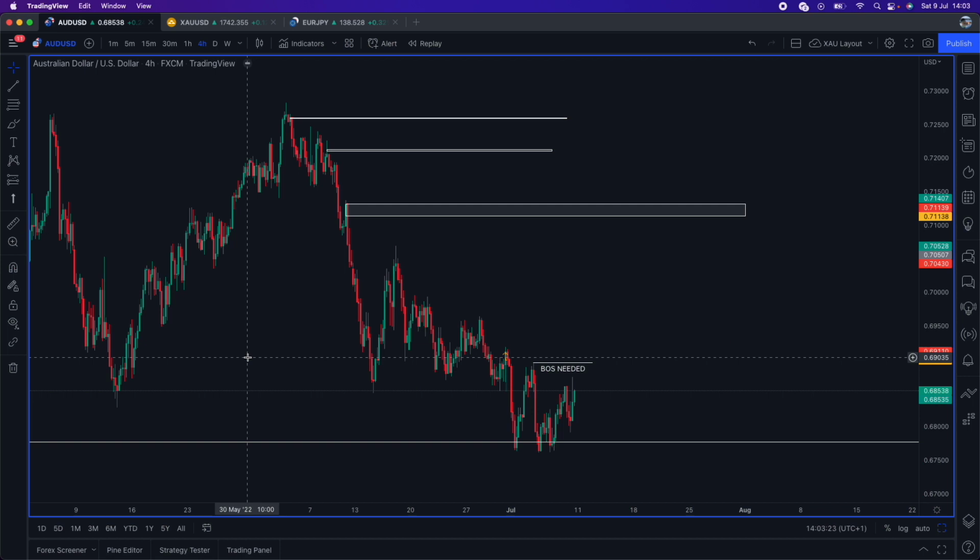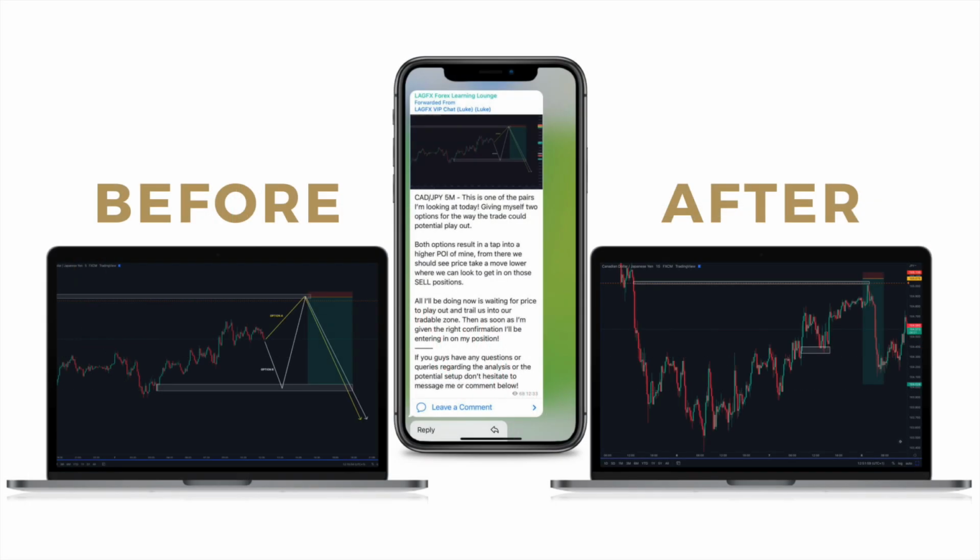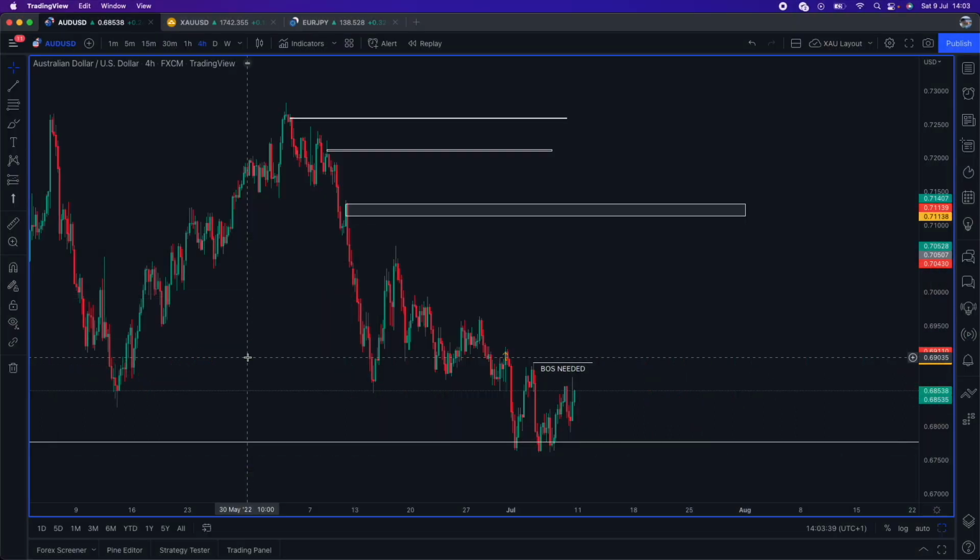Now, yes, we could have set pending orders, but with my style of trading, I like to have as much confirmation as possible. Setting pending orders holds a bit of risk, because price could tap in, but it could actually blow through. So we would need price to tap in, show signs of rejection, and then we can look at entering.